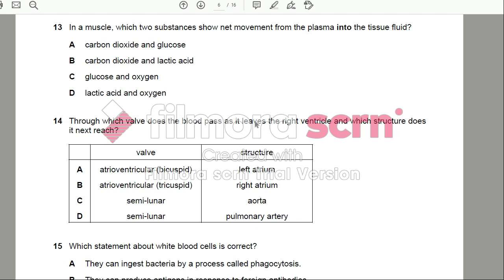When we talk about the composition of tissue fluid and plasma, definitely they will be different. When plasma is moving out from the capillaries, it may contain glucose, oxygen, hormones, white blood cells, but not proteins and red blood cells. So now we move towards the options to find our correct answer.